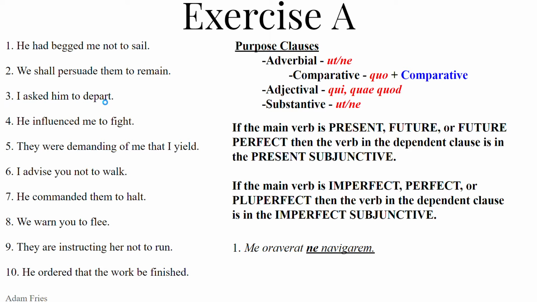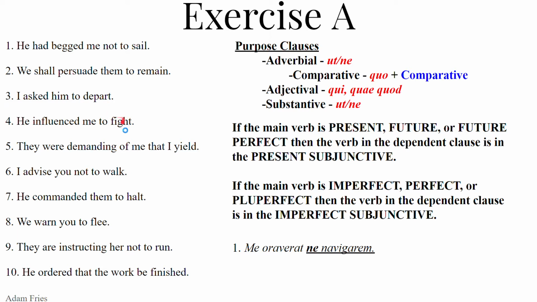He influenced me to fight. Influence is actually a form of duco. It's adduco, adducere, adduxi, adductus. So he influenced me. It's a transitive verb. Me adduxit. He led me to do it. Me adduxit. So that I might fight.